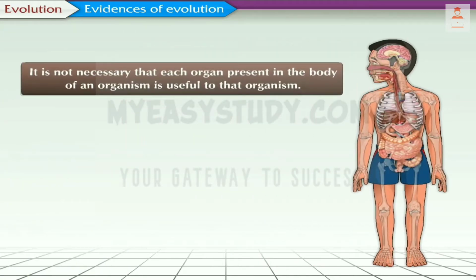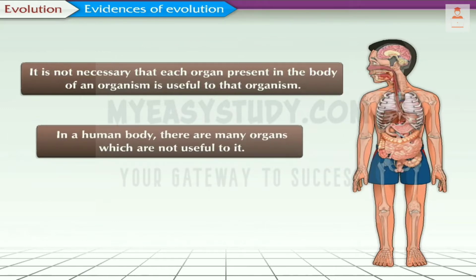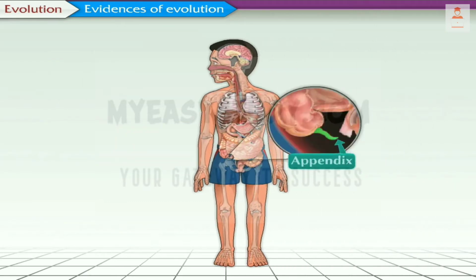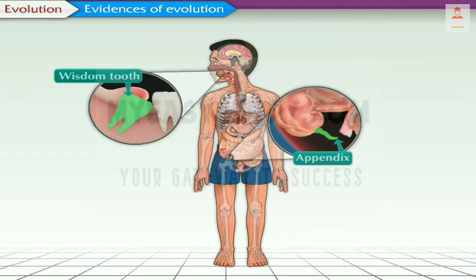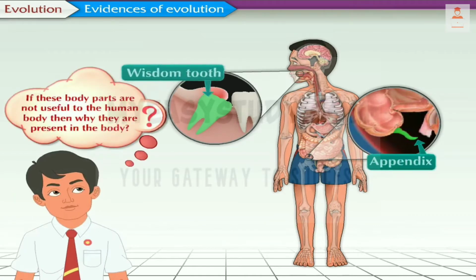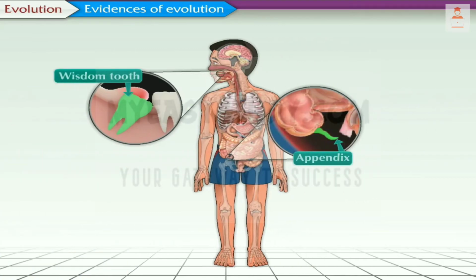It is not necessary that each organ present in the body of an organism is useful to that organism. In a human body, there are many organs which are not useful to it. For example, appendix, which is attached to the large intestine, is not useful to the human body during digestion or during any other process. In the same way, wisdom teeth, which is present in the mouth along with other set of teeth, does not help in chewing of food and just acts as a non-functional part present in the mouth. If these body parts are not useful to the human body, then why are they present in the body? Come, let us explore about it.